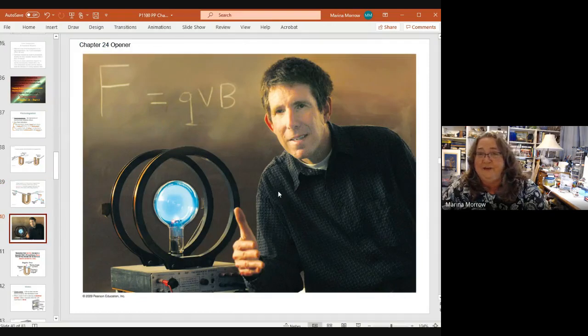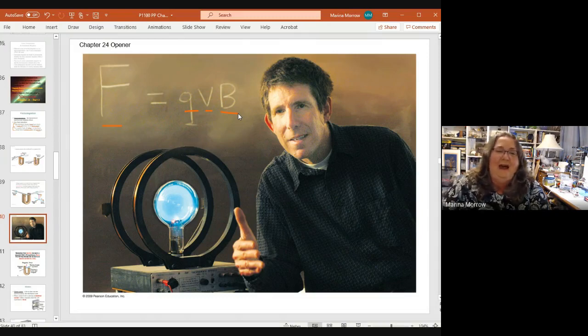Now, this picture is in your book, and this is a physicist using one of the right-hand rules here, where he's saying the force is equal to the charge that's being moved, this is the velocity of the charge, and this is the strength of the magnetic field. B represents magnetic field. So QVB.